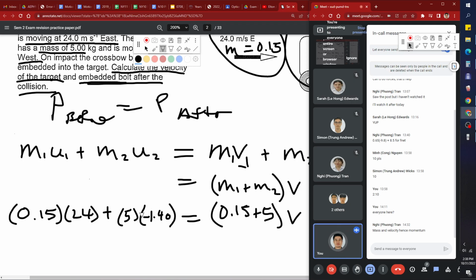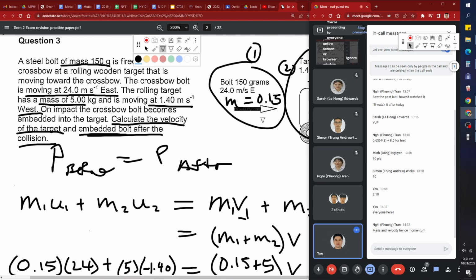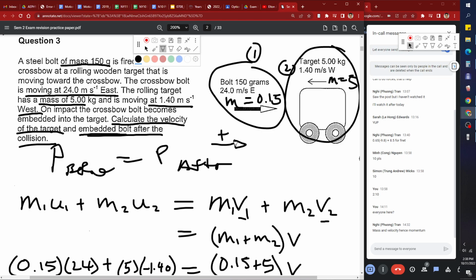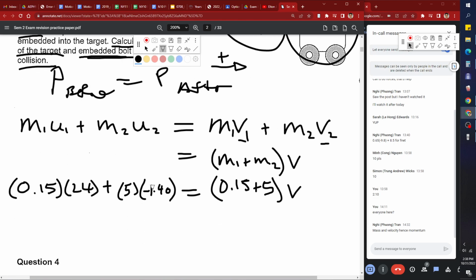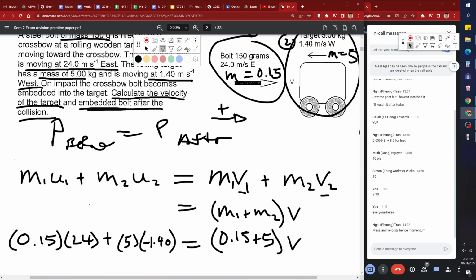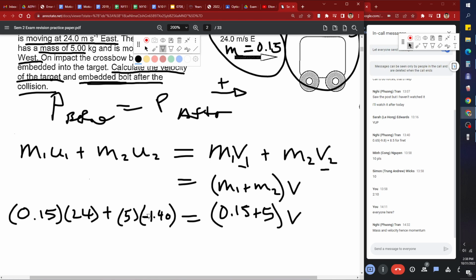So I'm going to put in the negative here for the velocity of the target. Remember, because we said this way is the positive direction. So we're going to put that negative in there. It's going to be helpful for us because we don't know if the bolt makes the whole thing move to the right, or because the momentum of the target moves everything to the left. Okay, so we do need to put the negative in there to indicate direction, because the final answer, if it's positive or negative, is going to help us determine what the final direction is as well.